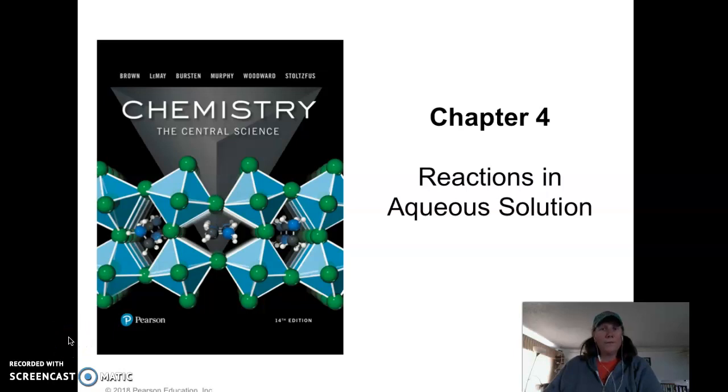Today we're going to start chapter 4, which is reactions in an aqueous solution. Remember, aqueous means dissolved in water. I'm going to show you some things like how to determine solubility and that kind of stuff. Hopefully I'm going to do this. I have this new scanner thing, I'm going to give that a shot. But first we got to talk about what these are.